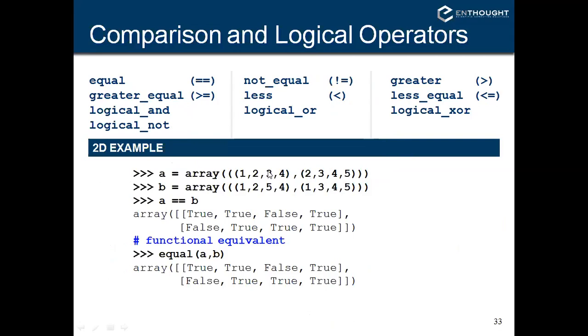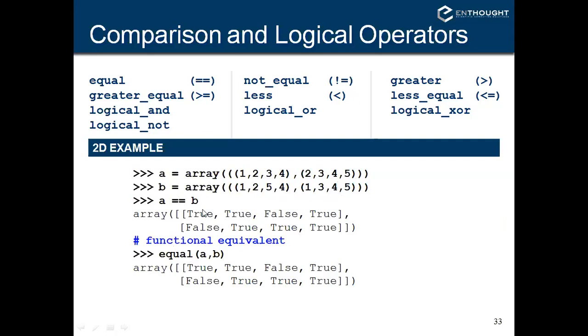I'm having a two-dimension array: 1, 2, 3, 4, 2, 3, 4, 5, and the other: 1, 2, 5, 4, 1, 3, 5, 4. Right? So let's compare these two arrays. It is simply checking element by element. Is 1 equivalent to 1? Yes. 2 is equivalent to 2. 3 is equivalent to 5? No. 4 is equivalent to 4. Yes. 2 is equivalent to 1? False. 3 is equivalent to 3, true. This is true, this is true. So this is how it works, right?